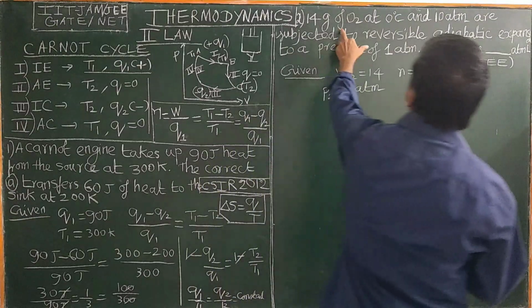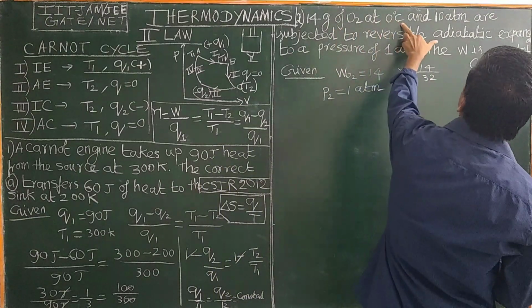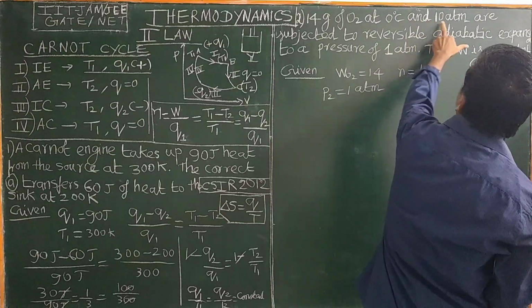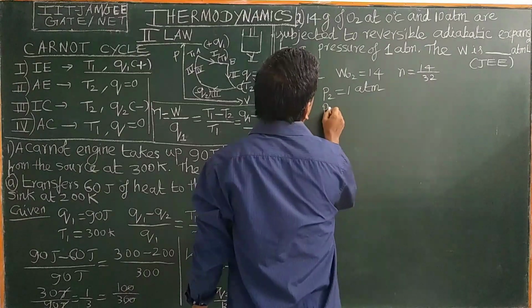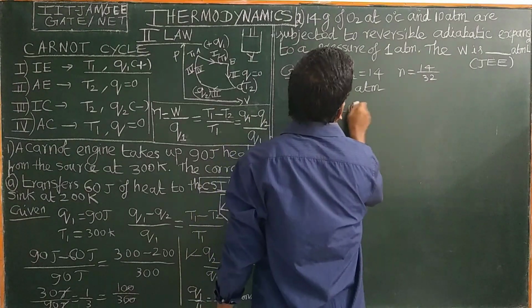And this is the 14 gram of oxygen at 0 degree Celsius and 10 atmosphere. Therefore, T1 is given, and pressure is 10 atmosphere.